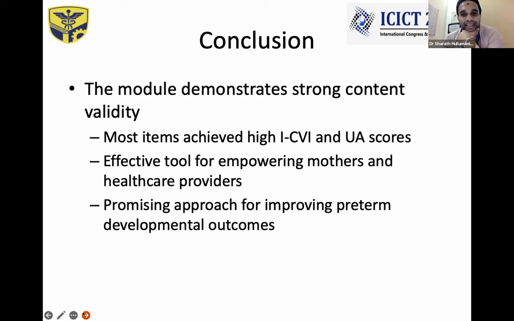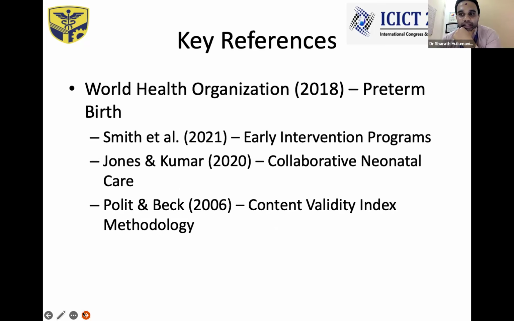By this, what I conclude is that it demonstrates strong content validity, and it achieved almost universal I-CVI and S-CVI scores. I can also suggest that it is an effective tool for empowering mothers as well as healthcare providers. It is a promising approach for improving preterm outcomes, to decrease or delay developmental problems, so that the baby does not get further complications, as I said, the risk in neonates.